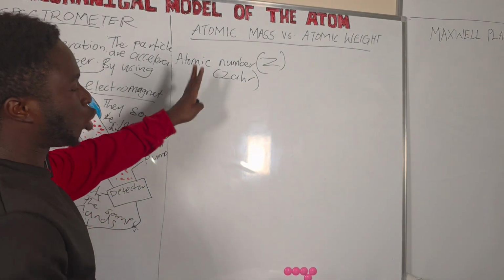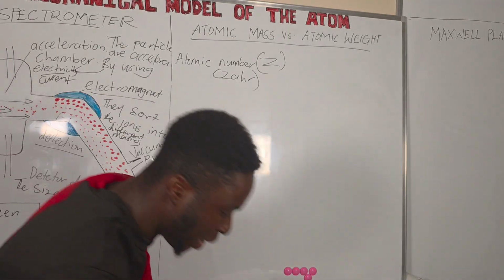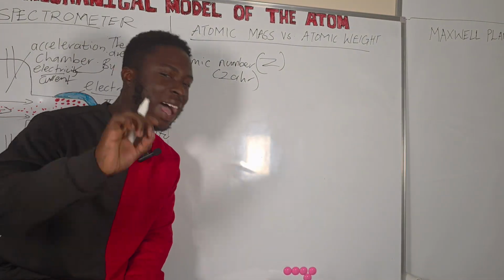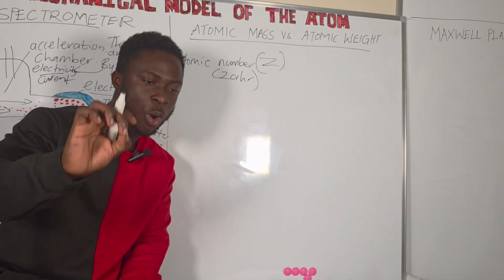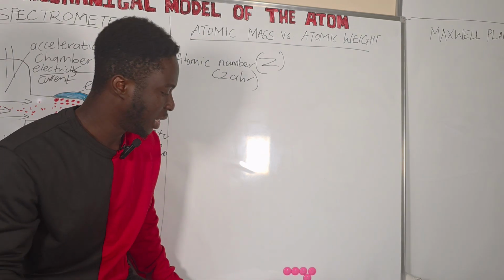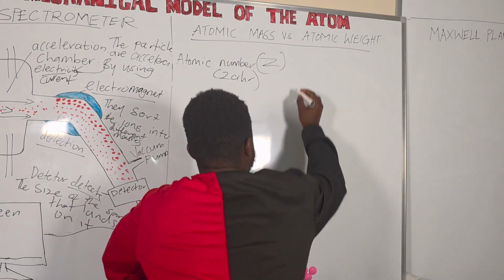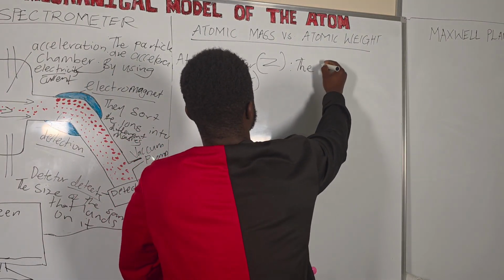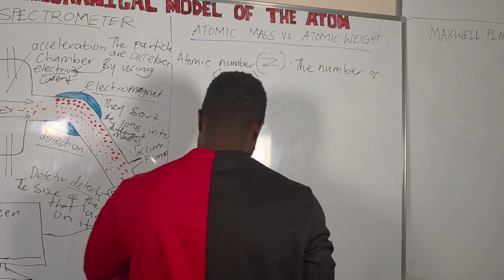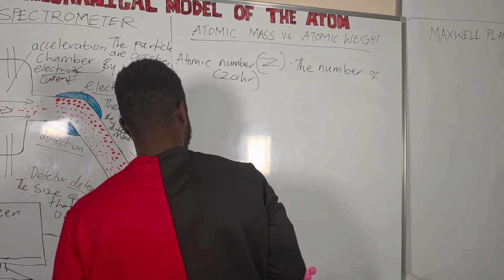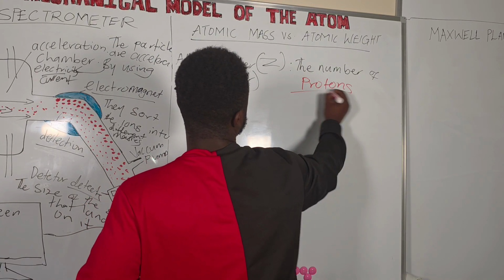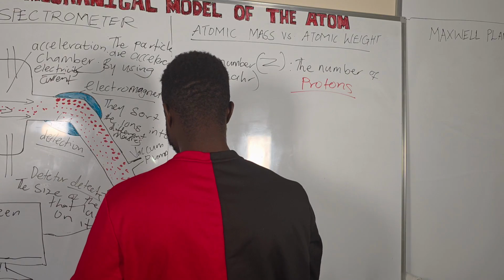So when we talk about atomic number, pay attention here so that you do not get confused. Atomic number is the number of protons in an atom.